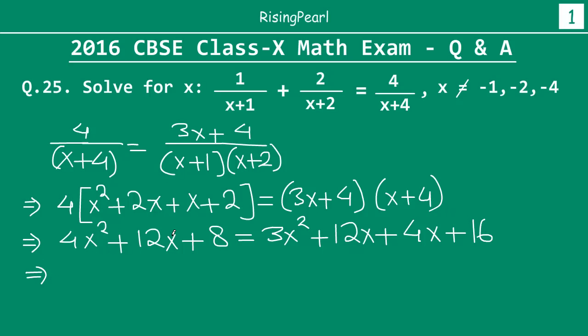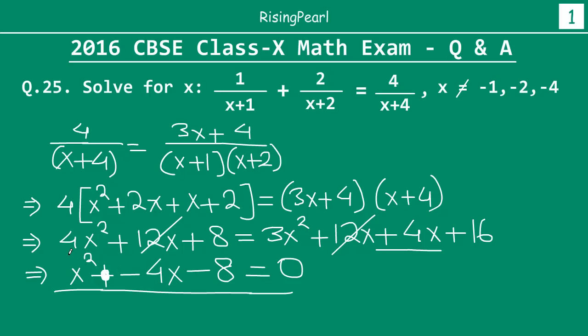Now let's see what we have. If we get the x squared on this side, it will be 4x squared minus 3x squared, which is x squared. Then we have 12x on both sides, so 12x can cancel out. The 4x when it comes to the other side will become minus 4x. So if we bring plus 4x to the left side, it will be minus 4x. Then we have 8, and plus 16 becomes minus 16. So plus 8 minus 16 is minus 8, equal to 0. Now we have to solve this equation. At this point we can fairly say that it's a quadratic equation.